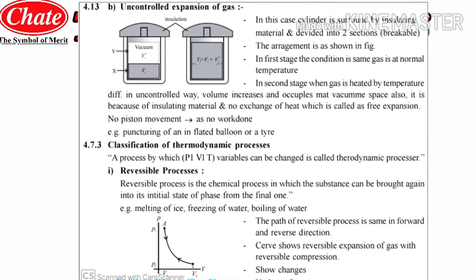Now we will see a reversible process is that process in which the substance can be brought again into its initial state of phase from its final one. Means the state of the final point can be brought back into the initial one. That process is called a reversible process.